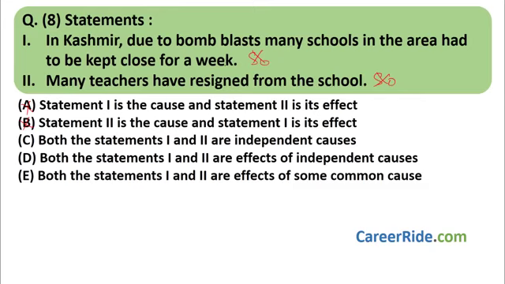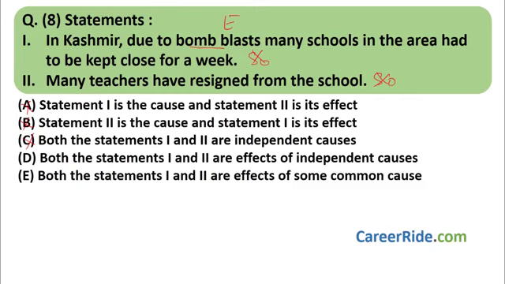Okay, now over here what is the first thing? Many teachers have resigned from the school. Now we don't know whether it is an effect or cause. Let's move on to the first sentence. In Kashmir due to bomb blasts, many schools in the area had to be kept closed for a week. Now this cannot be a cause. Schools were kept closed for a week cannot be a cause, because they have already given the cause, that is due to the bomb blast schools were closed for a week. So this becomes an effect. So option C is also not the answer, because option C wants that both of them should be independent causes.